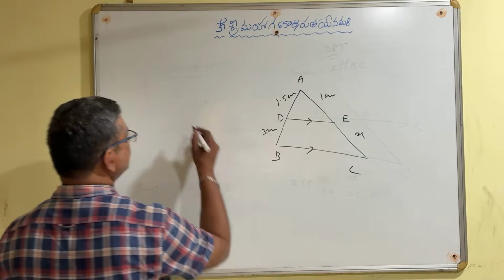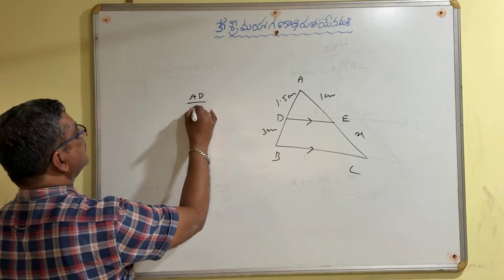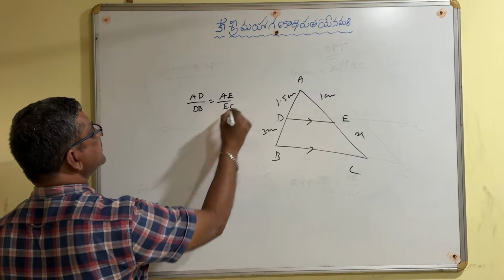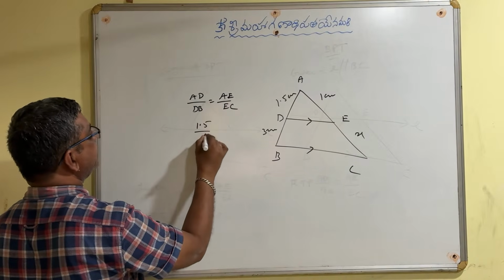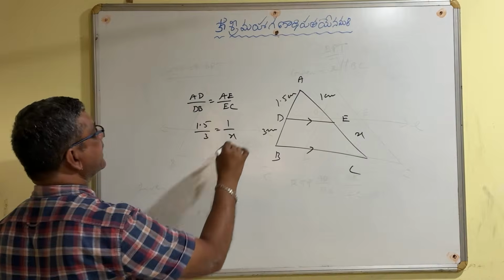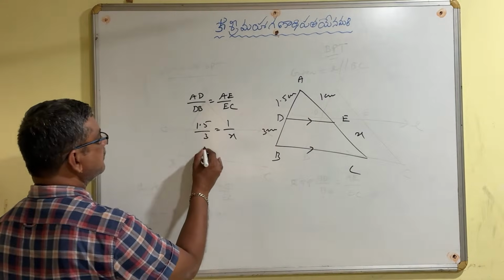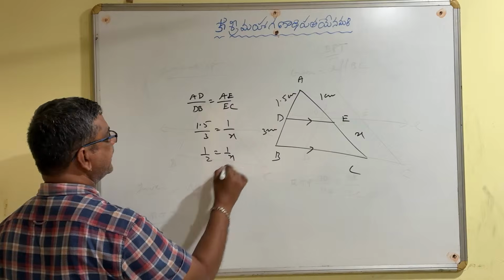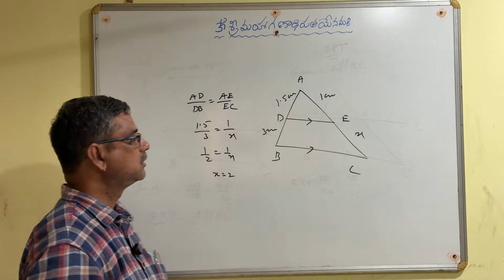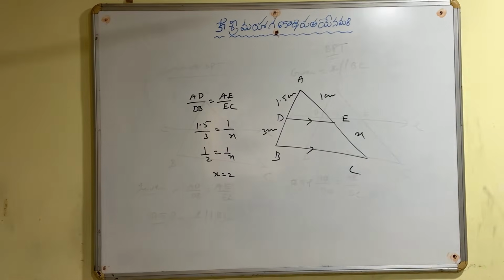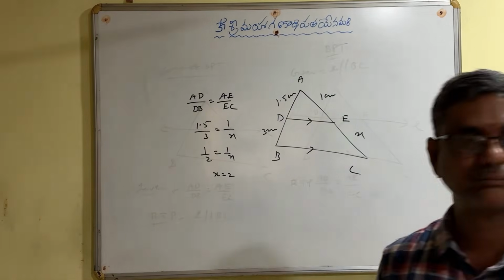So by the basic proportionality theorem, what can we write? AD by DB is equal to AE by EC. That is 1.5 by 3 is equal to 1 by X. Now this is nothing but 1 by 2 is equal to 1 by X. X is 2. So the EC value is 2. Okay?